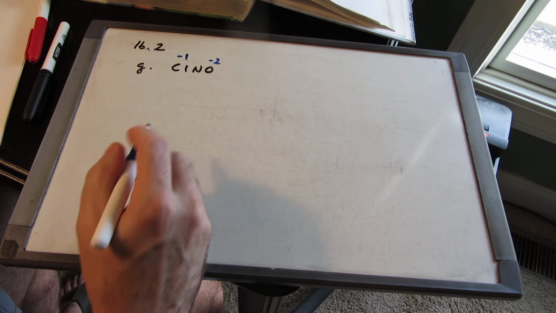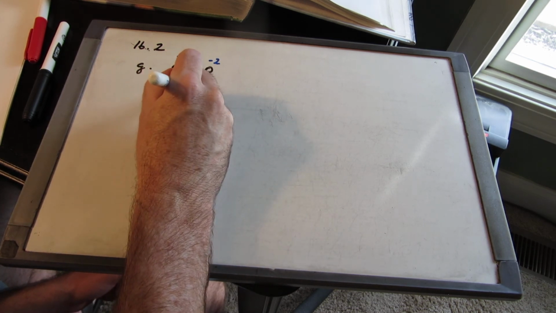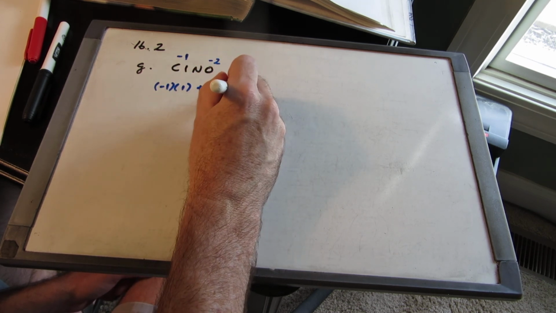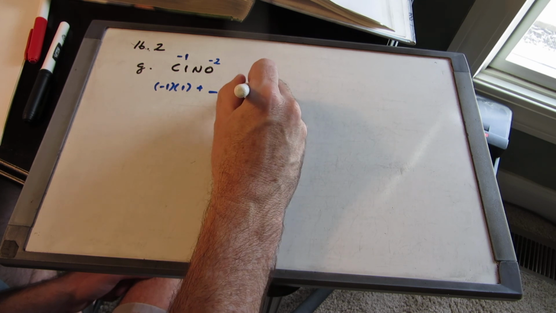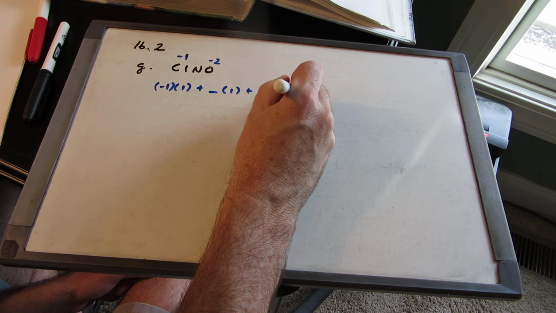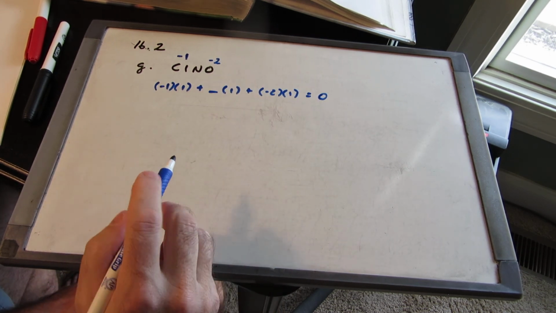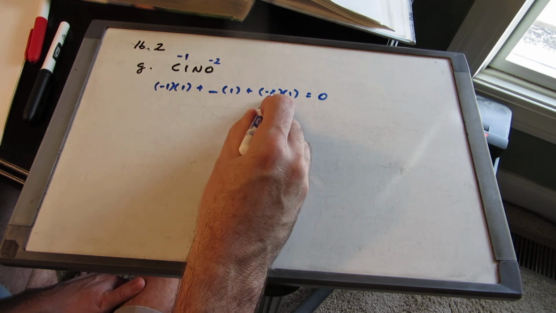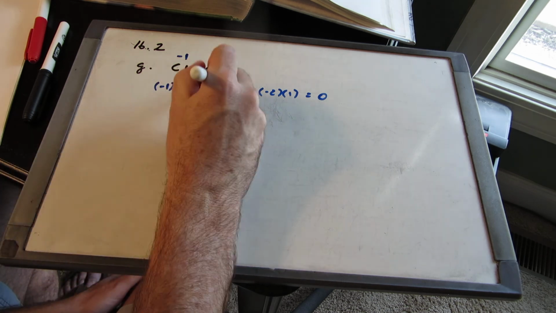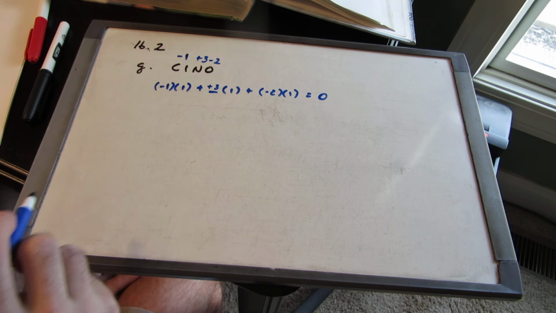So what is nitrogen going to be? Well, we have -1 for chlorine times 1 chlorine atom, plus an oxidation number for nitrogen times 1 nitrogen atom, plus an oxidation number for oxygen, -2 times 1 oxygen atom, and that has to add up to the charge, which is 0. -1, -2 makes -3, so nitrogen needs to be +3. So there we go.